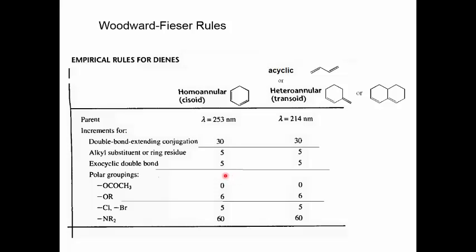Now, certain polar groups will also have a certain increment that we add. If we have this kind of ester group, that doesn't change anything, and at 0, no change is made. If we have an ether type of group that's attached to any of the carbon-carbon double bonds in conjugation, we add 6 units. Again, that's for both systems. For a halogen atom, we add 5 units. A dialkyl amino group is a larger value, we add 60 units. Now, later we're going to do some examples to help clarify this.